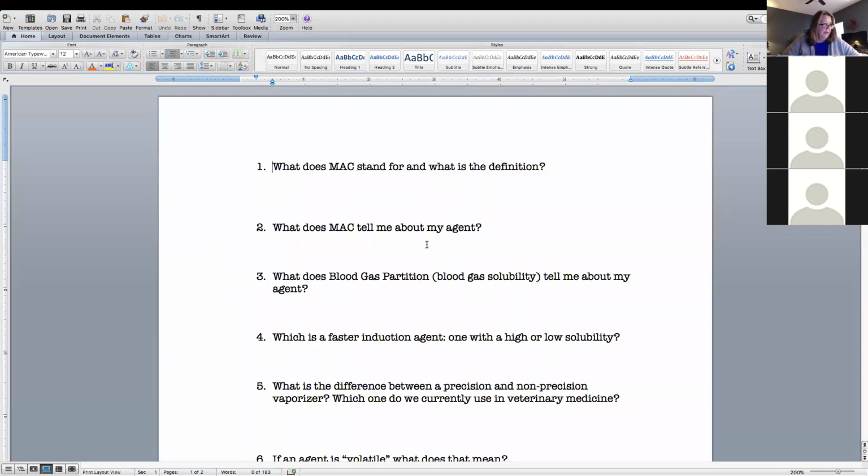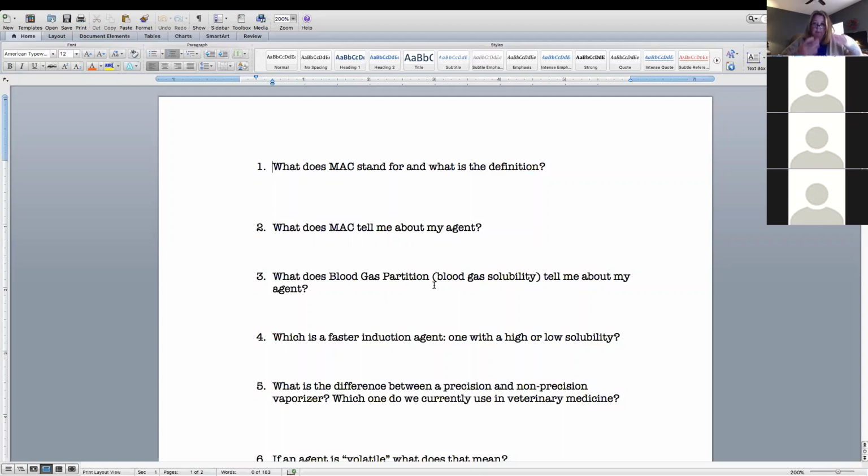Okay, so MAC tells you how potent, and then what does blood gas partition or blood gas solubility tell me about my agent? Blood gas solubility tells you speed of induction. So, for example, you either have an agent with a high blood gas solubility or an agent with a low blood gas solubility. The lower the gas solubility, the faster the induction. So what solubility means is when an animal inhales the agent, when they inhale isoflurane, it's got to diffuse from the alveoli in the lungs into the capillaries, into the blood.